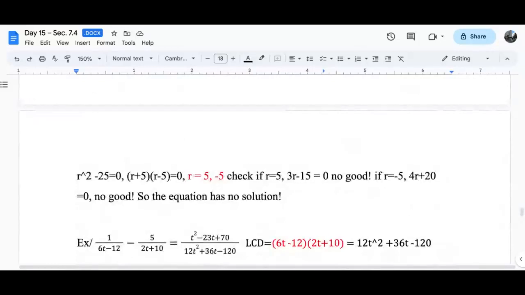So everyone try this one. Try this one to see what you get. Let's use 3 minutes.